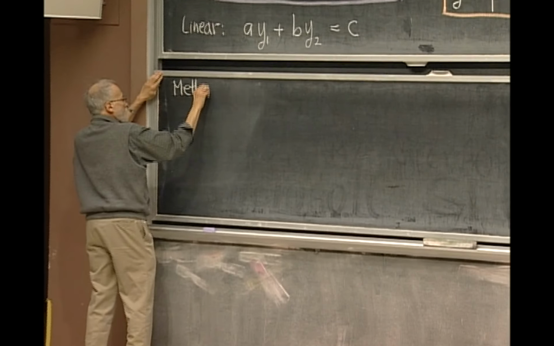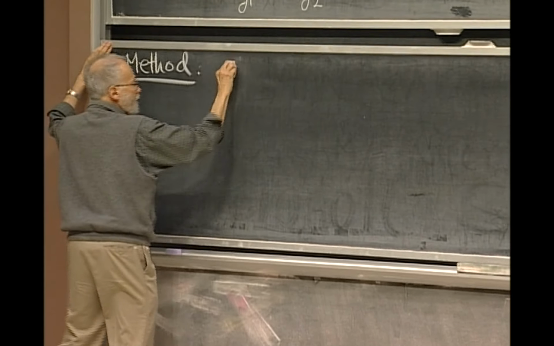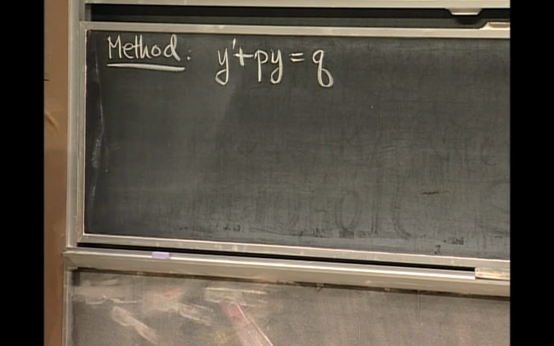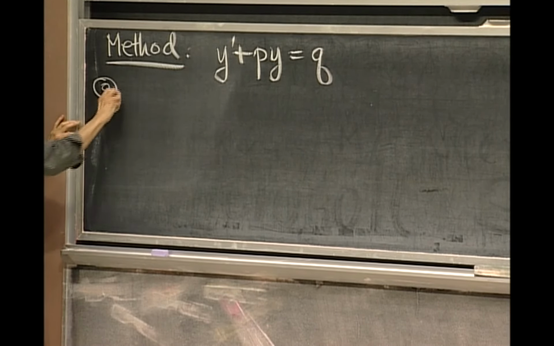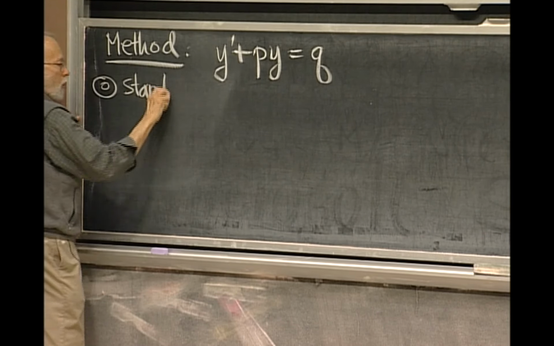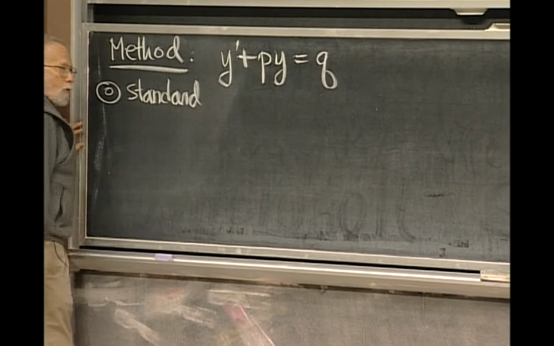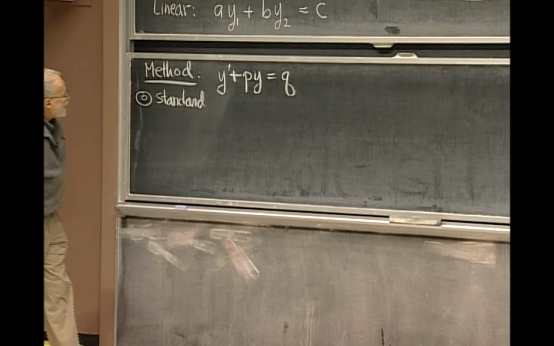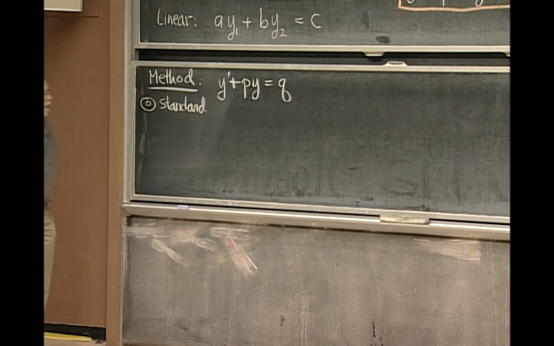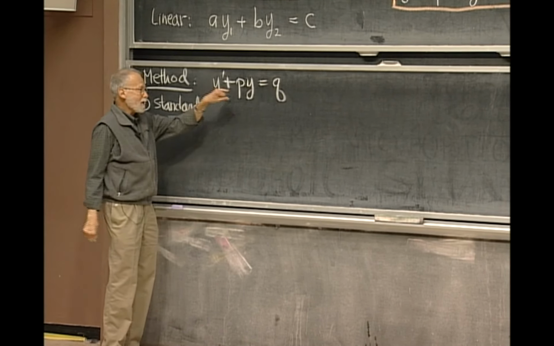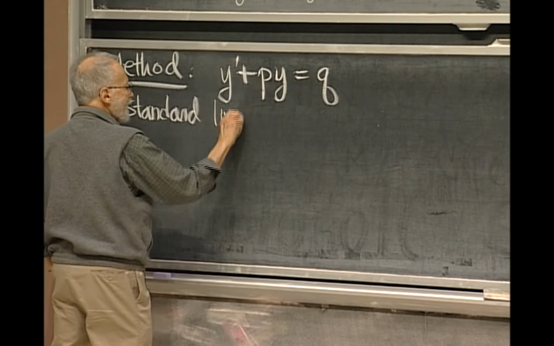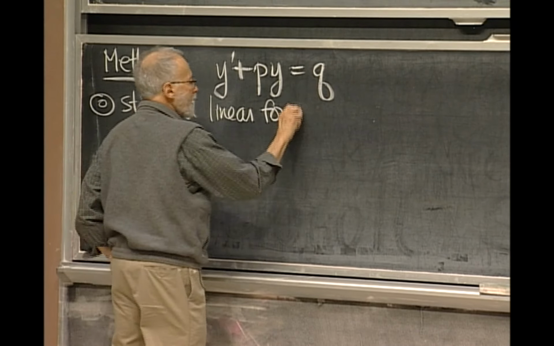So what's our method? It's the method for solving y prime plus py equals q. Well, in the first place, make sure it's in standard linear form. If it isn't, you must put it in that form. Notice the formula for the integrating factor involves the integral of p dx, so you better get the right p. Otherwise, you're sunk. So put it in standard linear form. That way you'll have the right p.